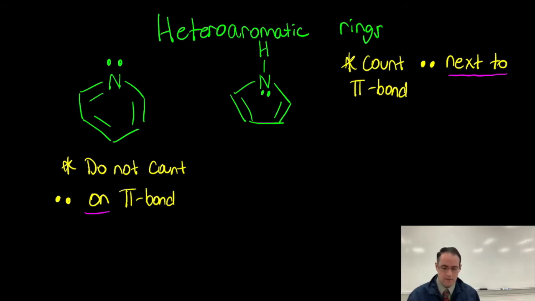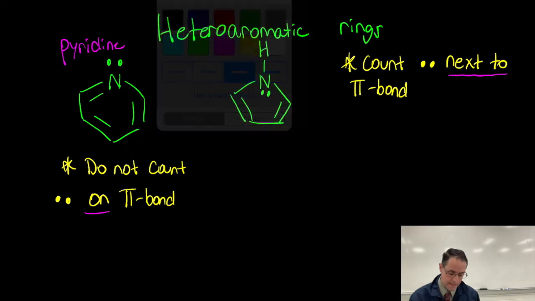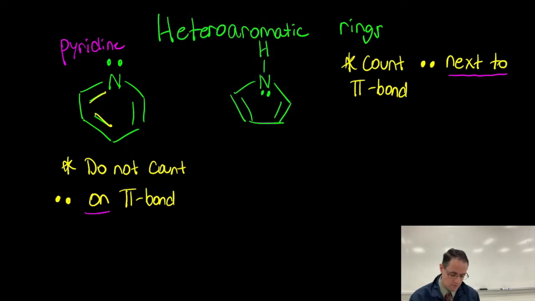Okay, this first molecule here on the left is called pyridine. Pyridine is aromatic and contains 6 pi electrons. We count 2, 4, 6. We do not count the lone pair on nitrogen because it's not in a p orbital. The p orbital is the pi bond, not the lone pair.